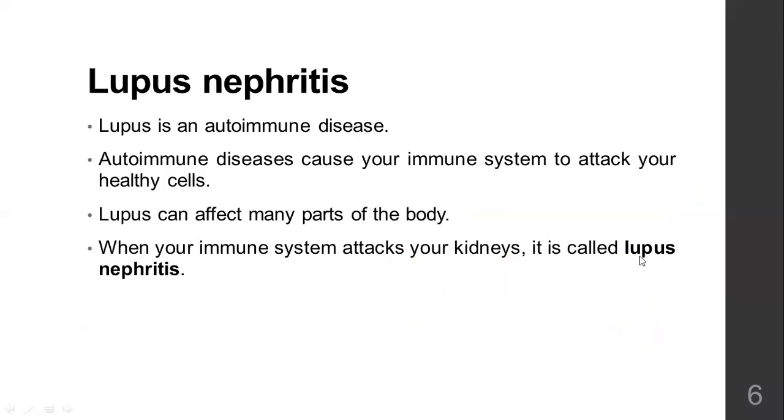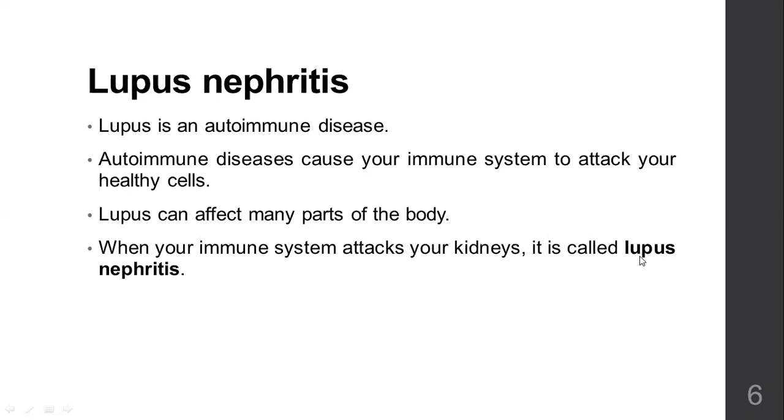Next is lupus nephritis. So this is an autoimmune disease. Here your immune system will attack the healthy nephrons. Your own immunity is going and attacking your healthy nephrons. So lupus can affect many parts of the body, not just kidneys. Kidneys are one of the organs that gets affected.